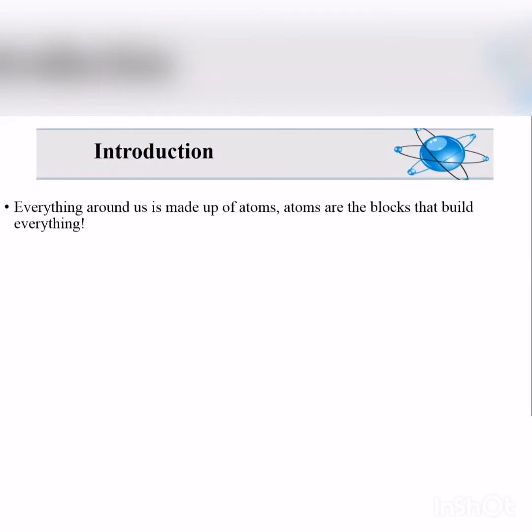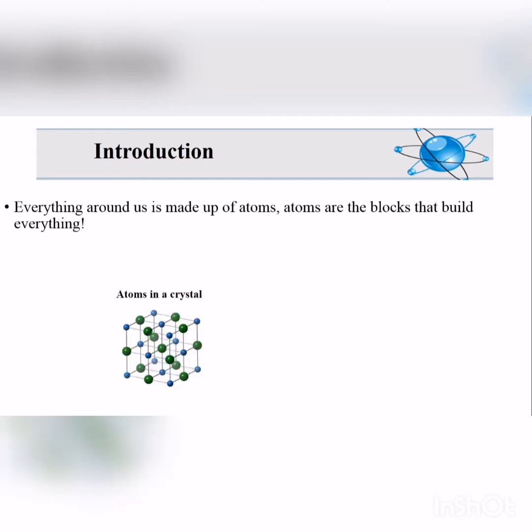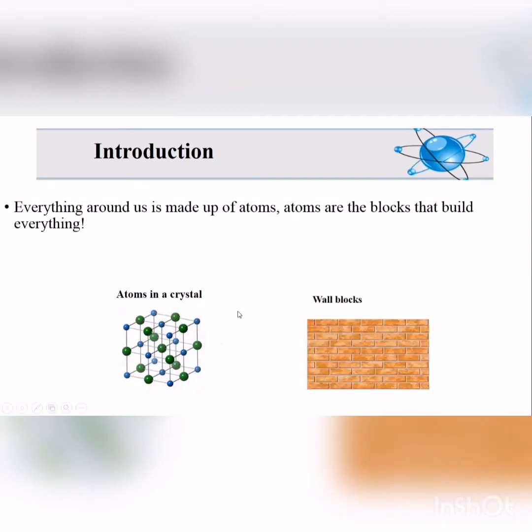a little introduction. Everything around us is made up of atoms. Atoms are the blocks that build everything. If we hear blocks, we think about a wall. Matter is identical to the blocks of the wall. Look at the particles of matter in crystal. They are identical with those of wall blocks. They are well arranged and compact to each other, constituting the matter or the substance.